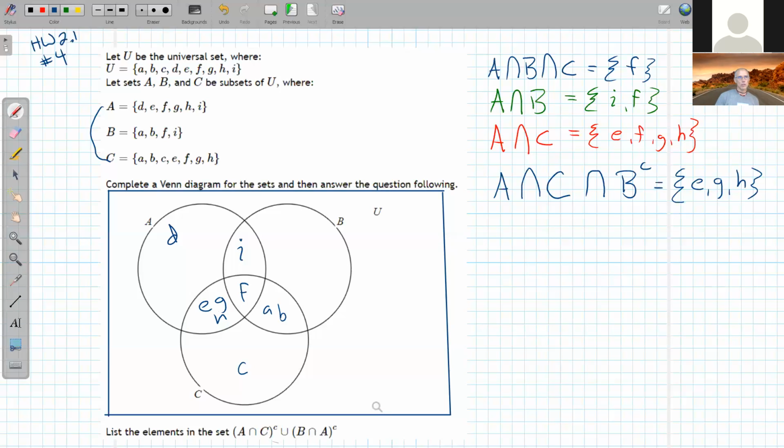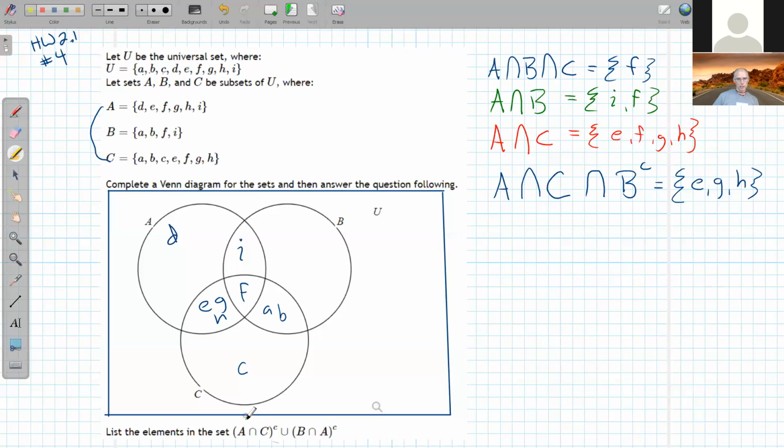Do we have all of A, B, C? So now I'm looking up here at the top. Do I have everything there? So let's see, A, B, C, D, E, F, G, H, I. All right, so it turns out everything in the universe is in A, B, or C. There's nothing outside of those 3 sets. Good to know.